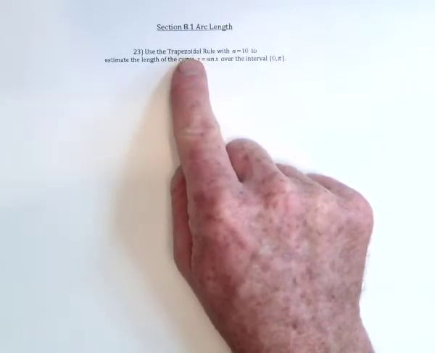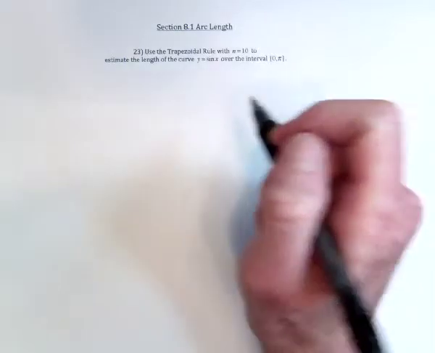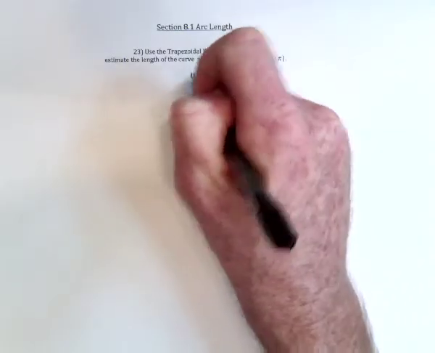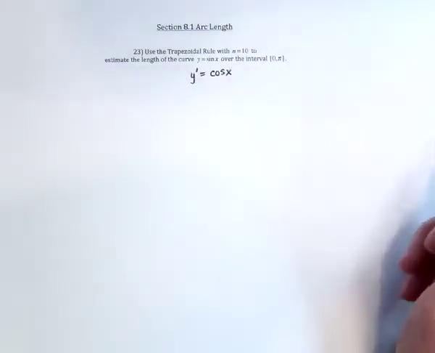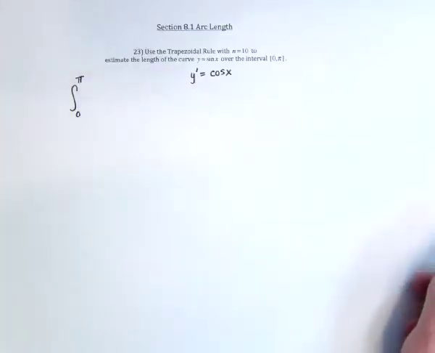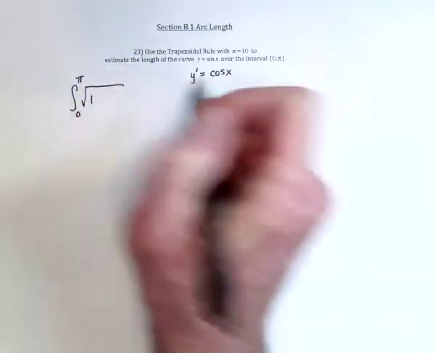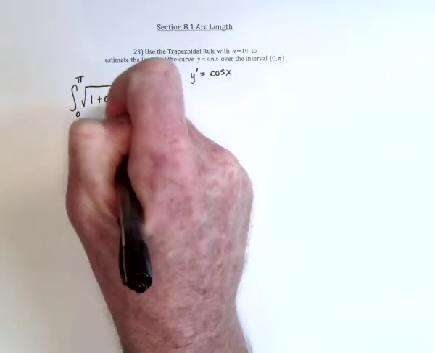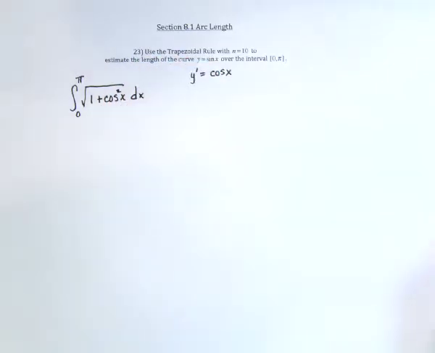It says use the trapezoidal rule because when we set up the integral for arc length, well, first of all, we would have the derivative of sine, which is cosine, and then integrate over the given interval from 0 to pi. Then the formula for arc length is the square root of 1 plus the derivative squared. So we'd have the square root of 1 plus cosine squared, which is pretty challenging.